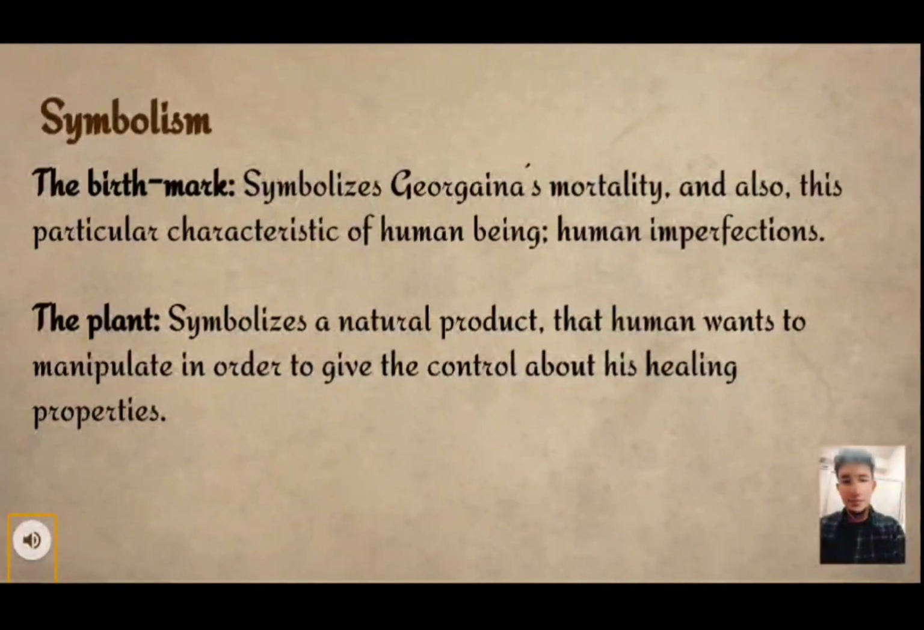Symbolism. The first symbol is the birthmark, which symbolizes Georgiana's mortality and also this particular characteristic of human beings, human imperfections. Another symbol is the plant, that symbolizes a natural product that humans want to manipulate in order to have control over its healing properties.